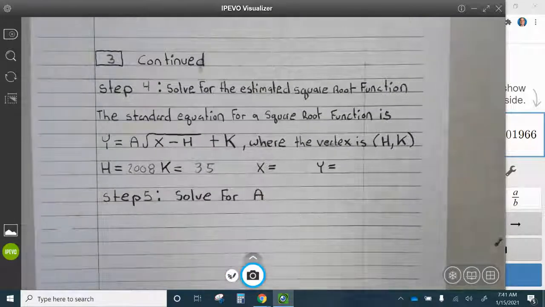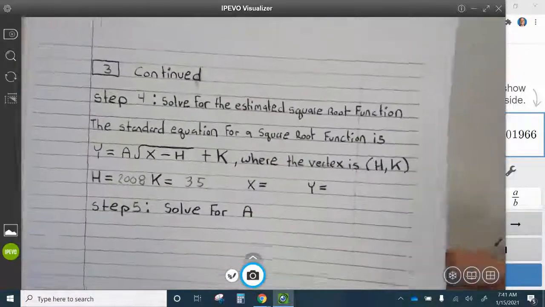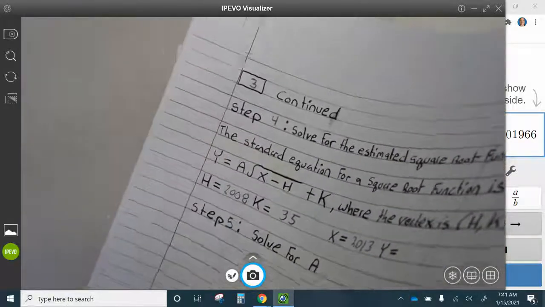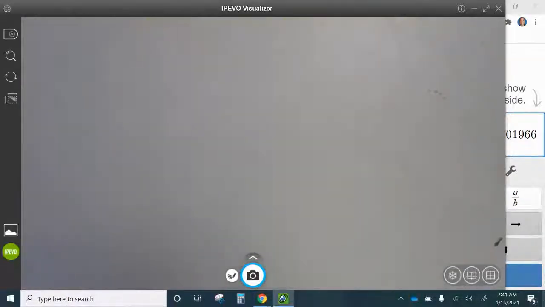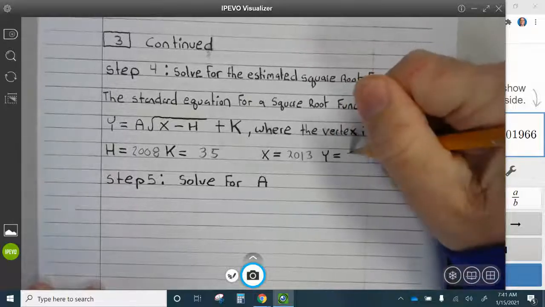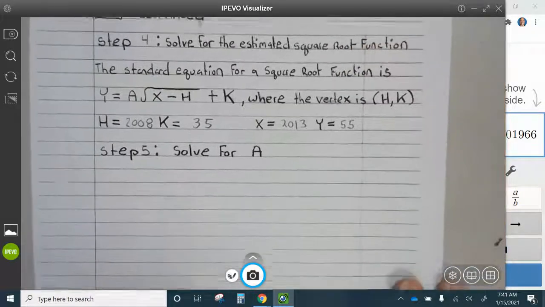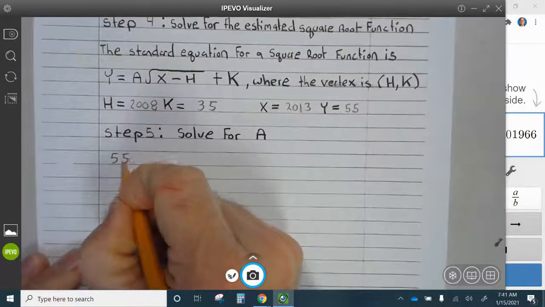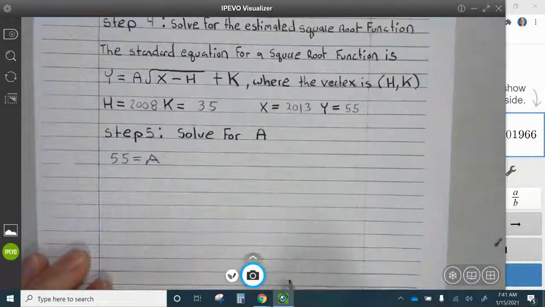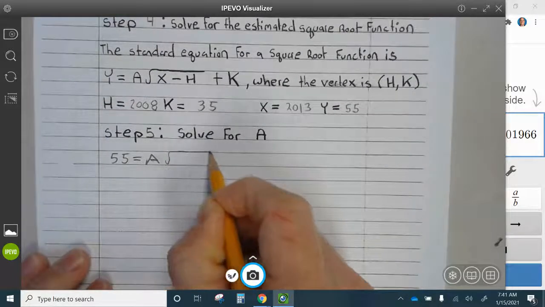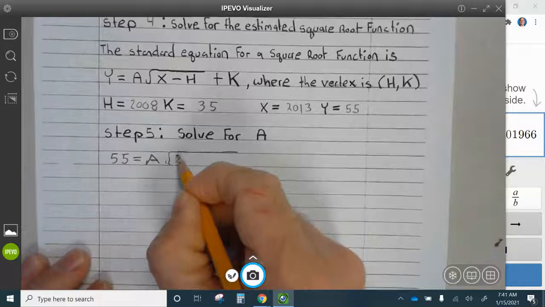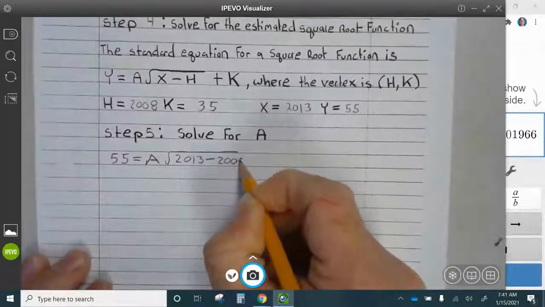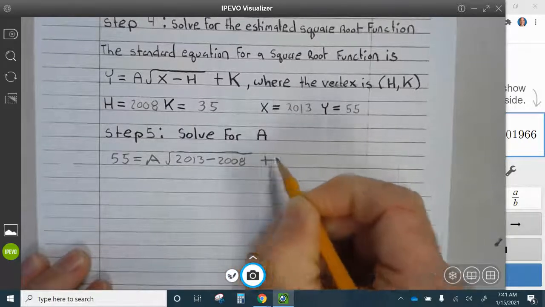So 2013 is your x value, and 55 is your y value. Now we solve for a. So y is 55 equals a times the square root of x, which is 2013, minus h, which is 2008, plus k, which is 35.